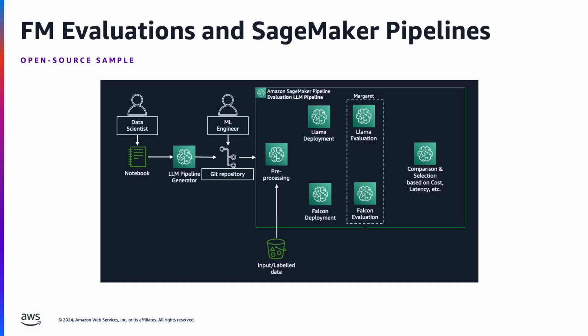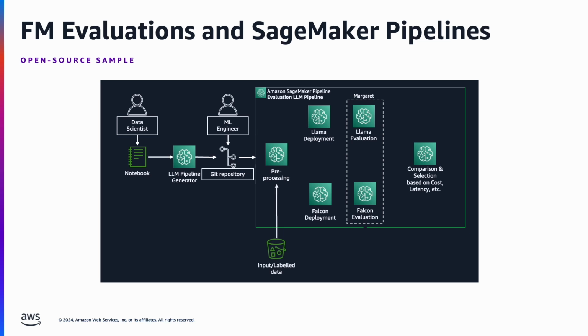And so let's see how we're going to do this. Some coworkers of mine built a really awesome project that enables you to run the FM eval library inside of SageMaker pipelines. And so we're going to take a look at this open source sample, and then I'll show you how to set it up, and we'll walk through a couple examples together.